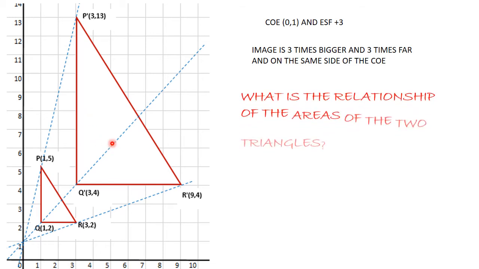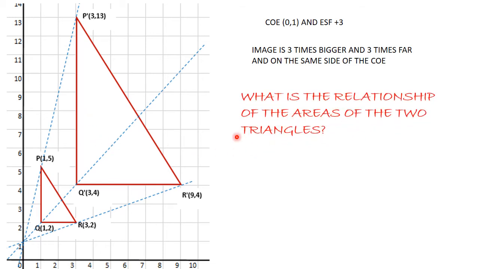Now, what is the relationship between the areas of the 2 triangles? Let's try and figure out the area of PQR. You see, this height here is 3 units, and the base here is 2 units. So if you use half base times height, the area is 1 over 2 times 2 times 3, which is just 3. So the area is 3 square units.